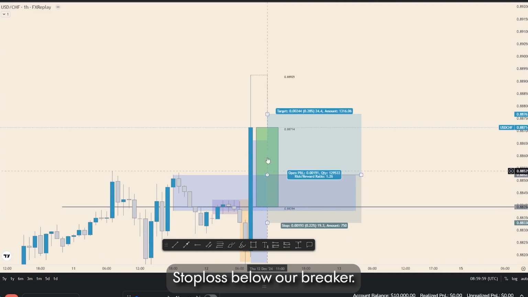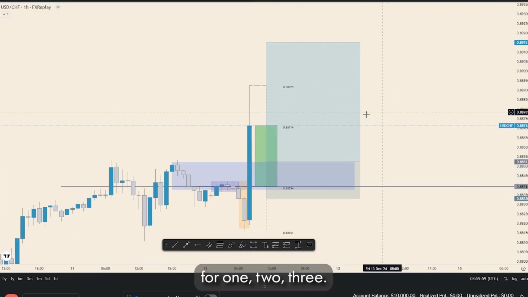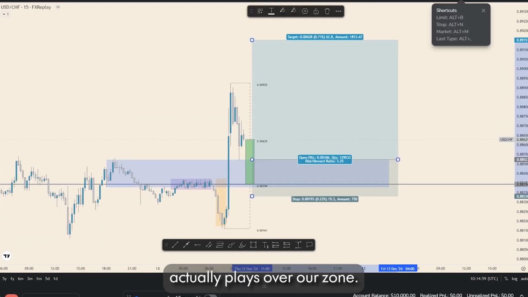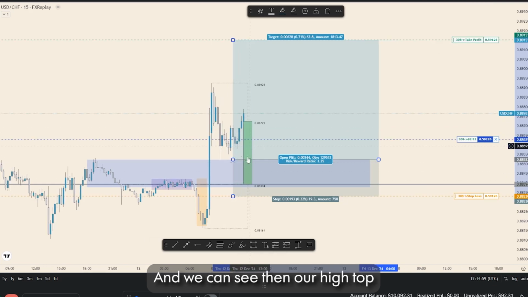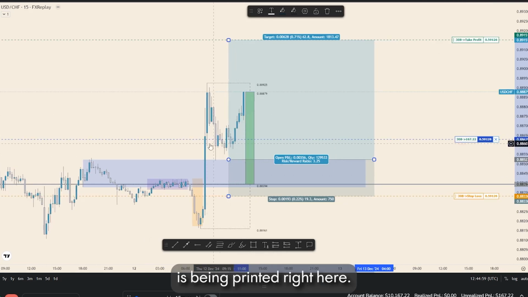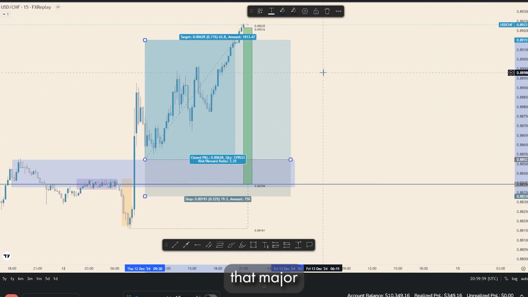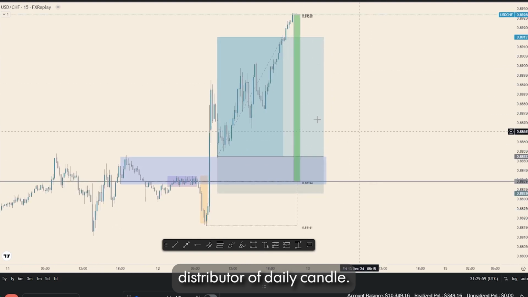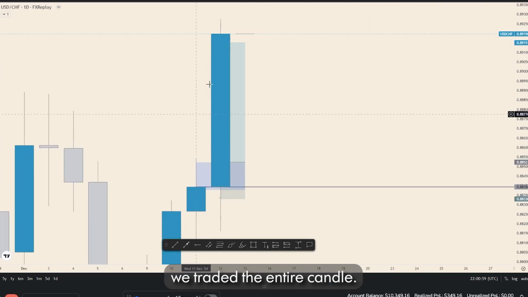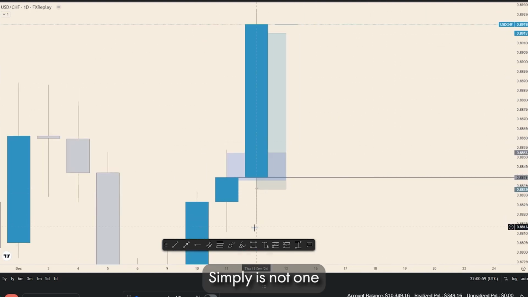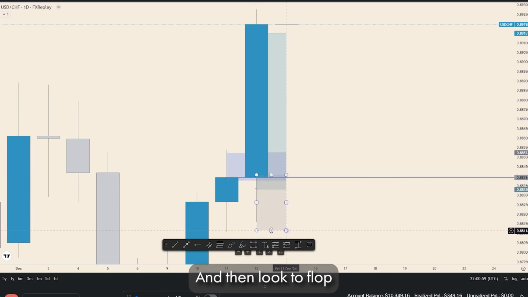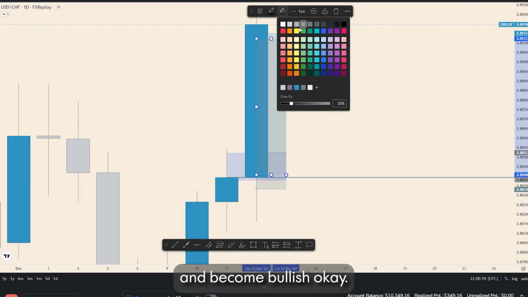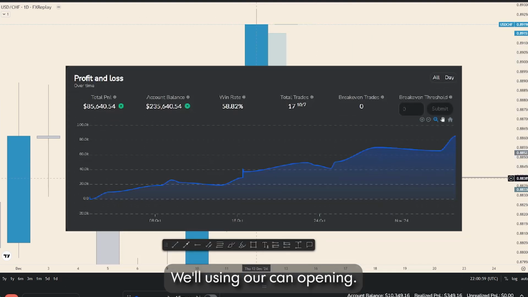Our stop is below our breaker, and then we look to target higher for our 1 to 3, and as you can see, price actually plays off of our zone, and we can see that our higher time frame candle is being printed right here, and that we created that major distributive daily candle. As you can see, we traded the entire candle simply using our one candle mechanics. Price was firstly bearish and then looked to flip and become bullish, using our candle opening.